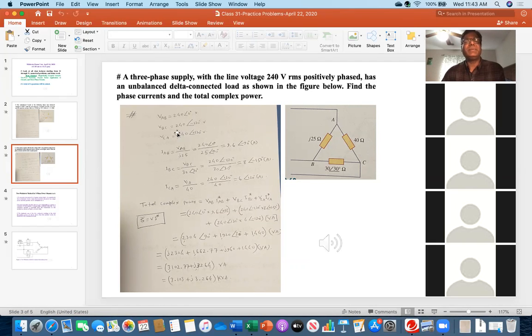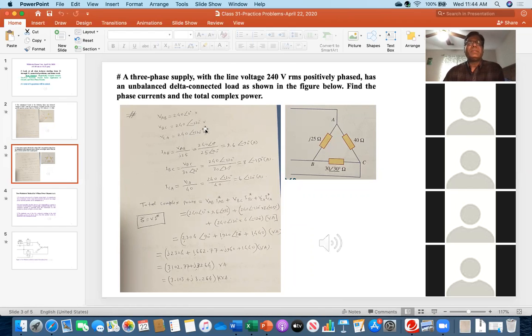So that's why everybody see in the solution, first I have written down the voltage expression of the delta connected load. So VAB is 240 at an angle of 0. So VBC will be minus 120. VCA is plus 120. So this means voltages are balanced because their magnitudes are the same and they're properly 120° phase shifted. But the currents will be different because the impedances are different.